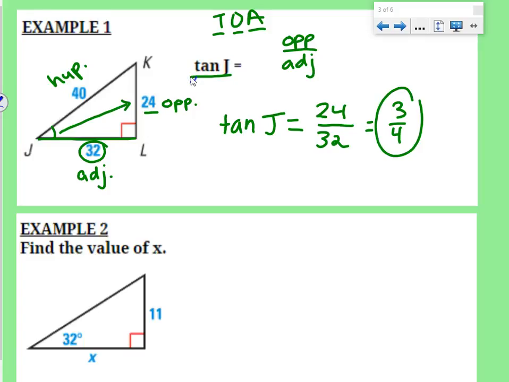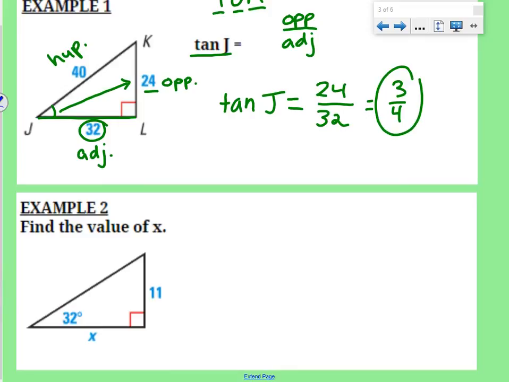Example 2, find the value of X. All right, so now we're given the angle measure, 32 degrees, but we don't know one of our side lengths. So again, let's first start by labeling our sides. Hypotenuse, directly across from that right angle. We're looking at angle 32. Opposite would be 11. And our adjacent would be X, the one right next to the angle.